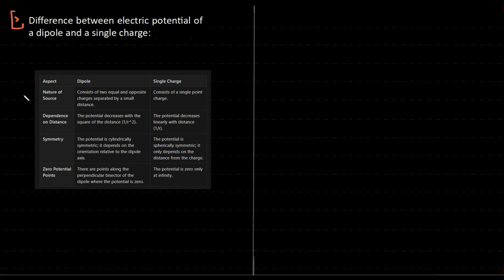First thing is the nature of the source. In a dipole, obviously it is a dipole, so we have two equal and opposite charges separated by a small distance. For a single charge, it's a single charge.